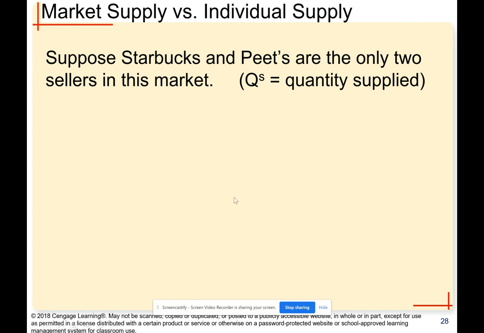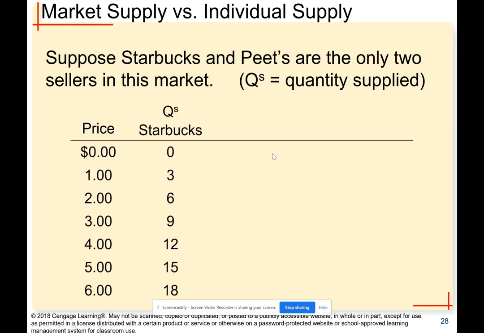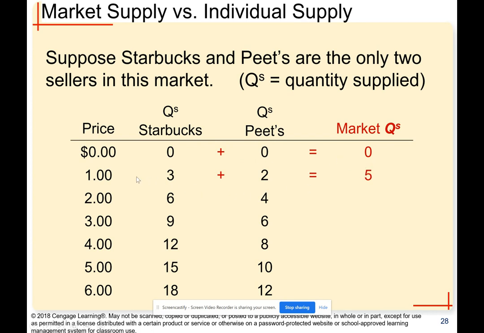Suppose Starbucks and Pete's are the only two sellers in this market. How do we arrive at the market supply? Again, we have a schedule that shows how much Starbucks will supply at the various prices, and how much Pete's will supply at the various prices. To arrive at the market supply, when the price is zero, Starbucks and Pete's will supply zero, so the market supply will be zero.